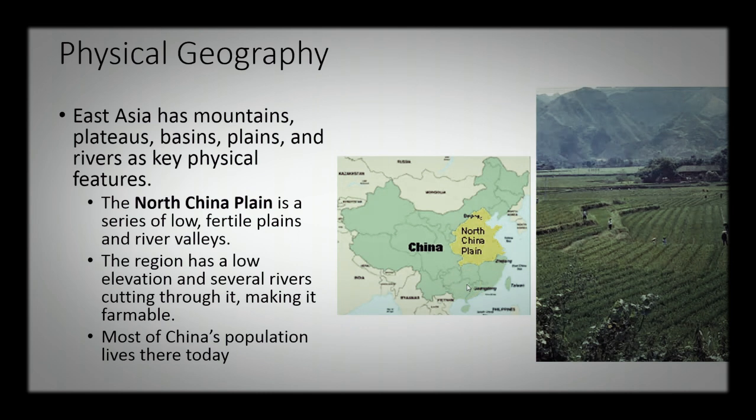But the North China Plain is a series of very, very low and fertile river valleys. It's where most of the people of China live. And China is the most populous country in the world, and most of that population lives in the North China Plain. It contains some of the largest cities in China and also some of the most productive farmlands.